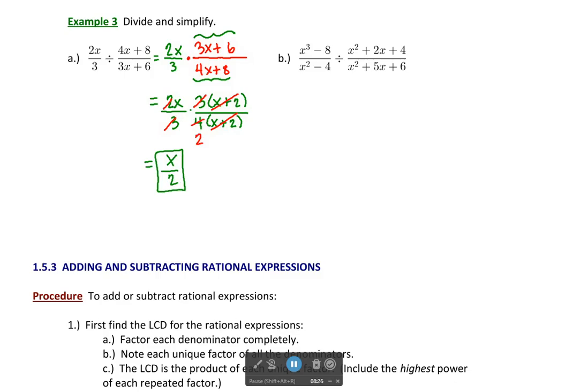So we have a big problem for our last one in this video. We have x cubed minus 8, the difference of two cubes, over x squared minus 4, difference of two squares.